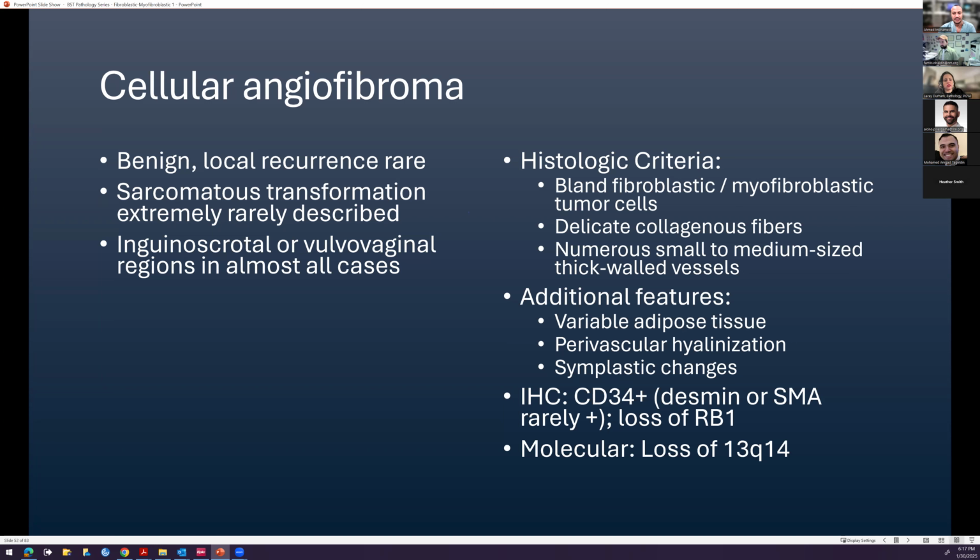So, like I said, it's going to have overlapping features. Bland fibroblastic type cells, more delicate looking collagenous fibers rather than ropey, and numerous small to medium sized thick walled vessels that run through. And again, you can have variable adipose tissue and some plastic changes. These things are generally CD34 positive. Desmin and SMA are less common, but they can be positive. And they will have loss of RB1. So again, they're another RB tumor, right?